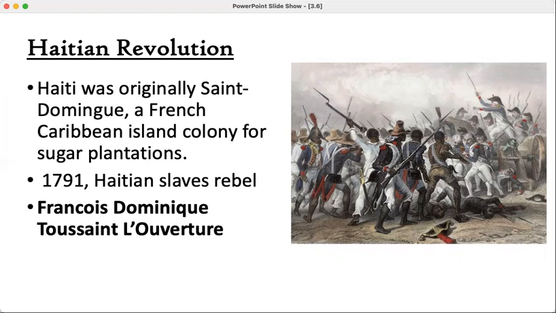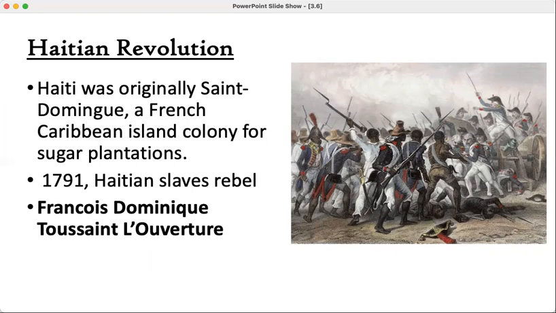The Haitian Revolution. Haiti, originally known as Saint-Dominique, is a French Caribbean island colony full of sugar plantations. It's one of the richest colonies in the Americas, and it is entirely based on an incredibly brutal slave system. So you have a mixed society. Most of the population are slaves working on the sugar plantations, but you also have free Blacks and then French colonists.